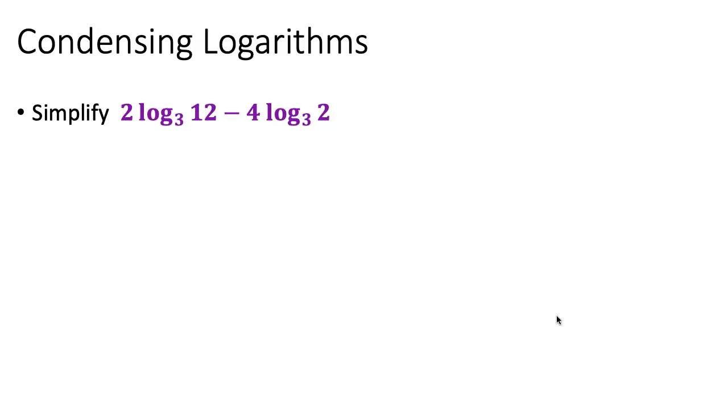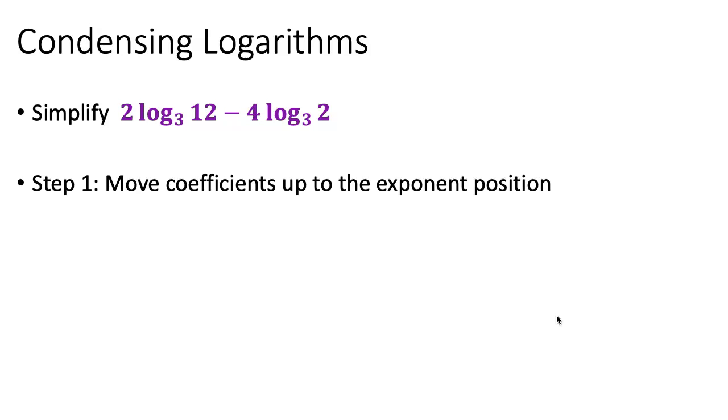One more example here where we have numbers and no variables. We'll see just how far we can go simplifying this. So we start with 2 log base 3 of 12 minus 4 log base 3 of 2. And our first step is to move the coefficients up to the exponent position. So this 2 is going to move up here, and this 4 is going to move up here. There they are. And this time I'm going to go ahead and simplify 12 squared and also 2 to the 4th right now. 12 squared is 144, and 2 to the 4th is 16.